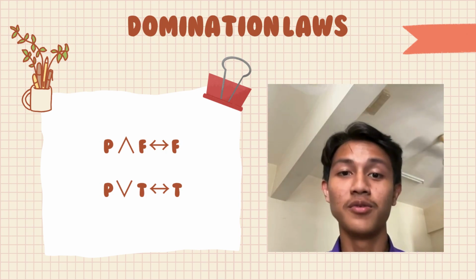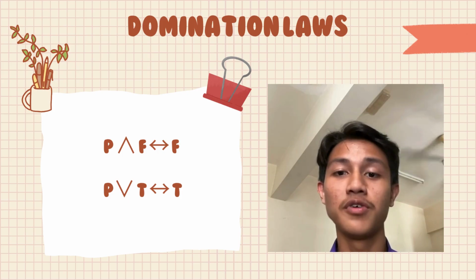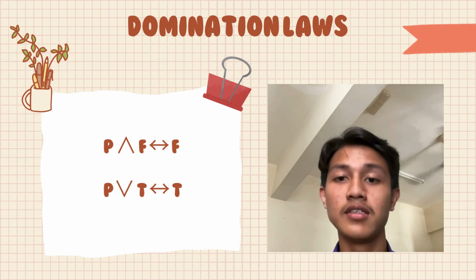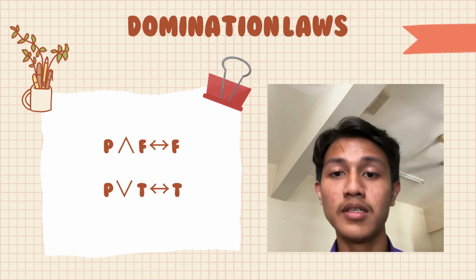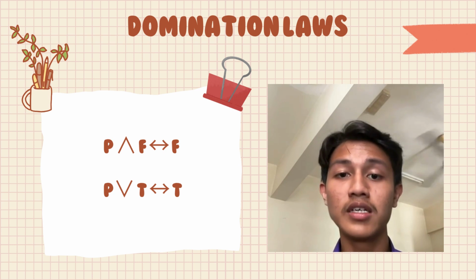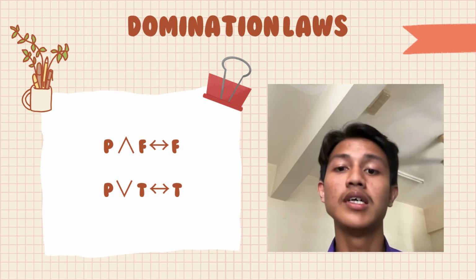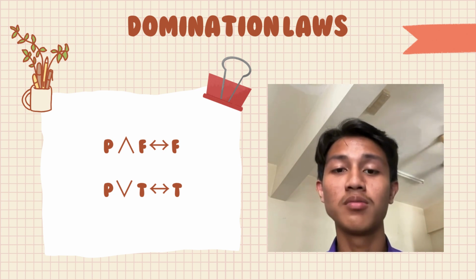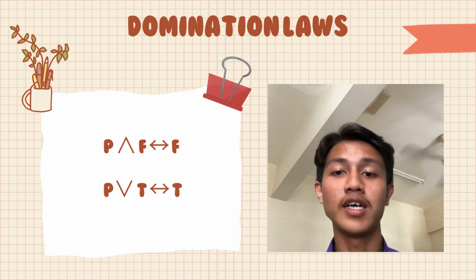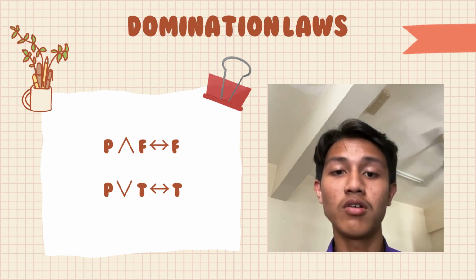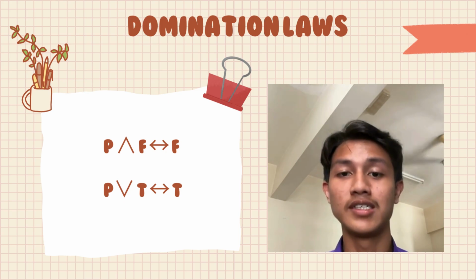Next, we're going to the domination laws. Domination laws deal with extremes. If you take any statement and say P and F, the result is always F. And if you take the statement P or T, it will always be T. This shows how dominant truth and falsehood are in OR and AND operations.